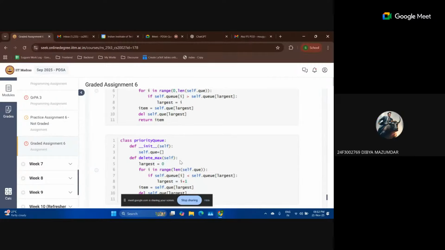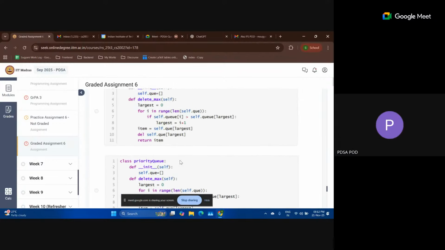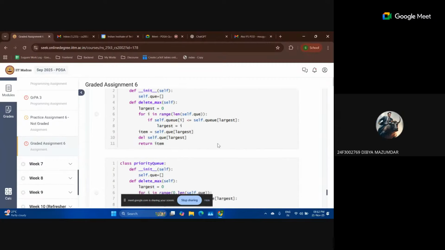Then option A is also correct, no? Option A is not correct, right? Your largest will be equal to i plus 1. Why will largest be equal to i plus 1? If you are checking that the ith element is greater than largest, but you are storing the i plus 1 location, that is not right. Oh, right, right. Oh, got it, got it, got it.